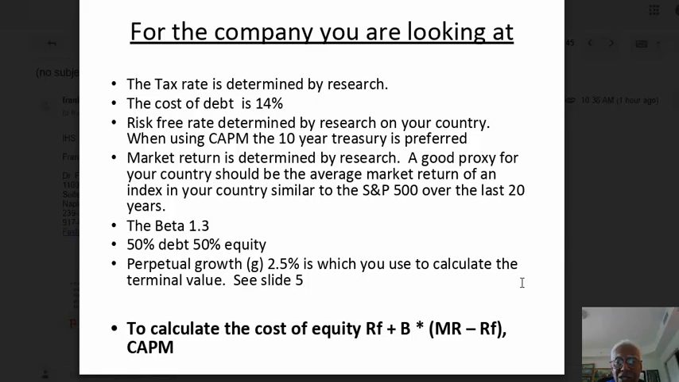And then to calculate the cost of capital, you know this: risk-free rate, that would be your 10-year Treasury. Beta, that would be 1.3. Market return, whatever you figure out the market return is going to be, minus the risk-free rate, which, as I said, would be the 10-year Treasury in the country of your choice. Okay.